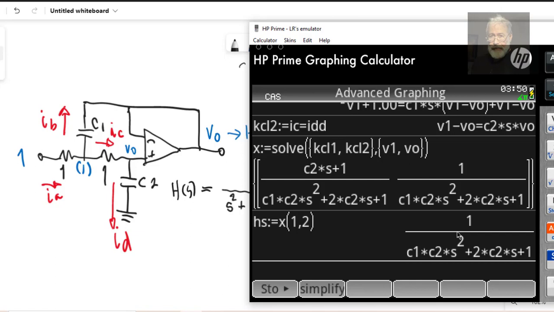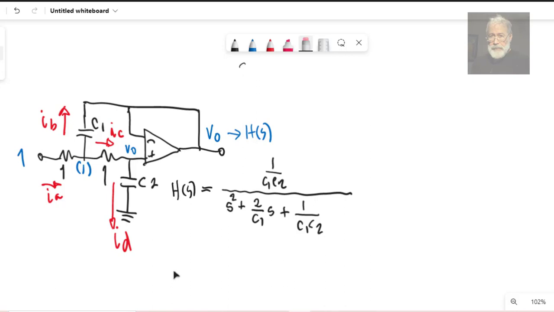However, we are used to having the coefficient of the quadratic term be 1. So we need to divide numerator and denominator by C1 C2. So we have the canonical form of that term. Let's come back here. That is the transfer function of that filter. Just like that. You say, okay, that is okay. How are you going to find the values for C1 and C2?